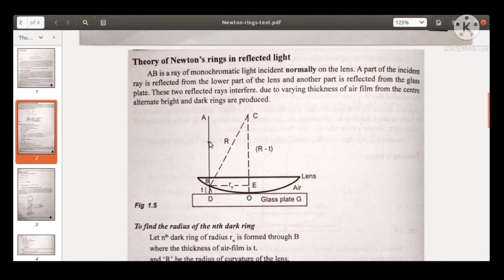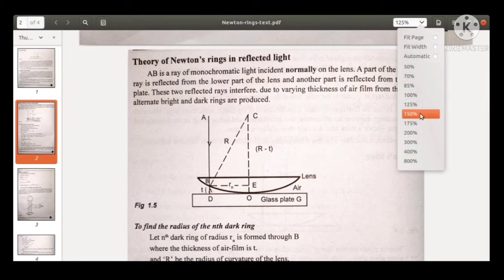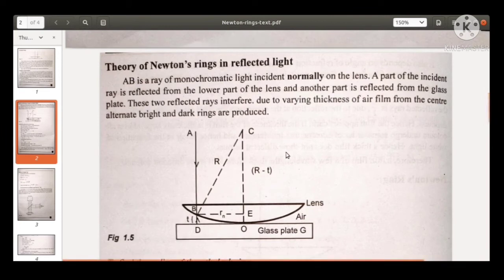Okay, now we can look at the theory of Newton's rings and what happens in the reflected light. Here we have shown a picture. This is the plano convex lens and this is the glass plate, and the point of contact is marked as O. Suppose R is the radius of curvature of this plano convex lens. We are marking the center of this circle as C.